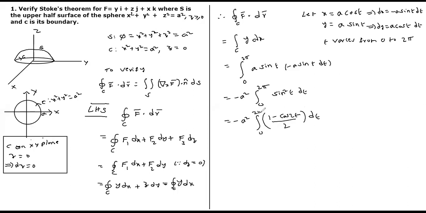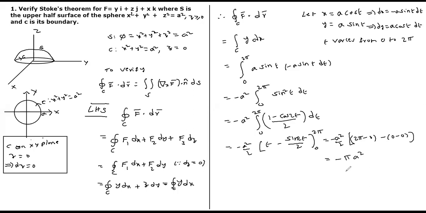0 to 2 pi. So this is minus a square by 2. Integration of 1 is t, minus sin 2t by 2, with limits from 0 to 2 pi. So this is minus a square by 2. Upper limit is 2 pi minus sin 4 pi, which is 0. Lower limit is 0 minus 0. So 2 gets cancelled, minus pi a square. Therefore, integral over C of f bar dot dr bar, you got it as minus pi a square.